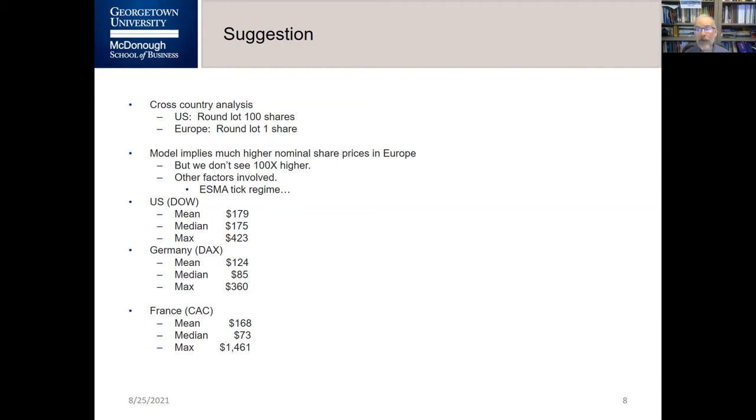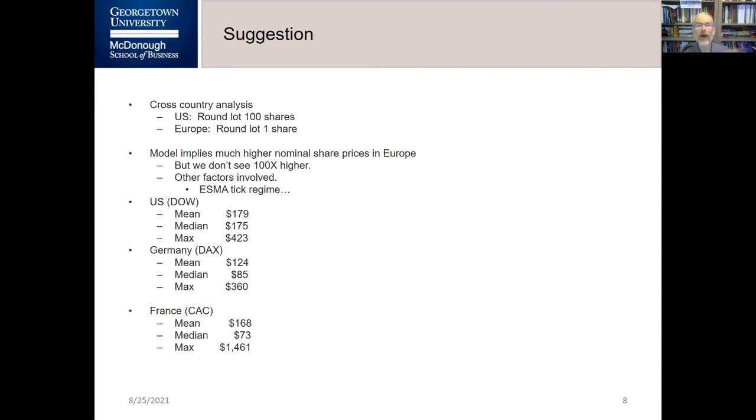You look at the Dow in the US, 30 stocks, mean price of 179, median 174, max 423. We look at the DAX in Germany. We see that the statistics are lower, that the median's only 85. We look at the CAC index in France, and we see that the median is still significantly lower.